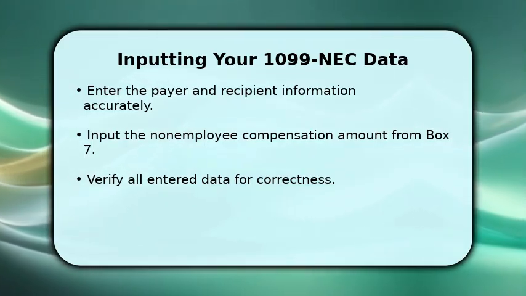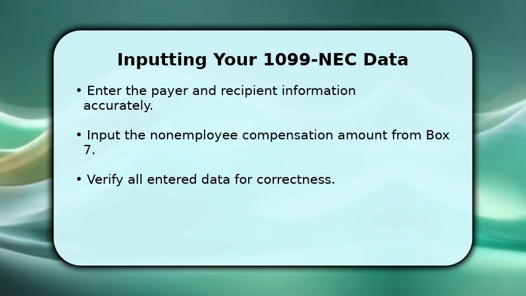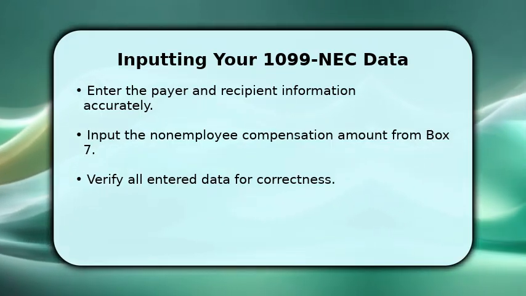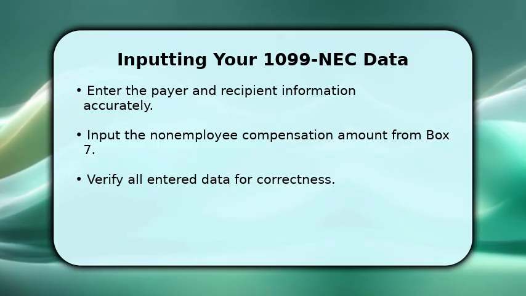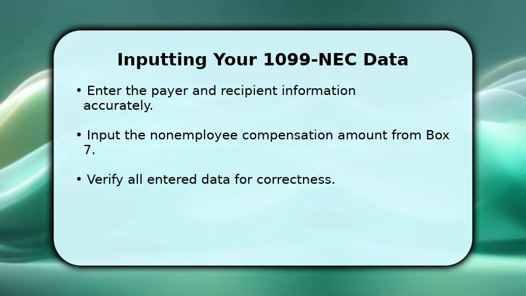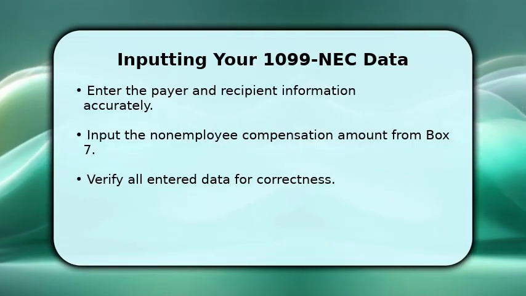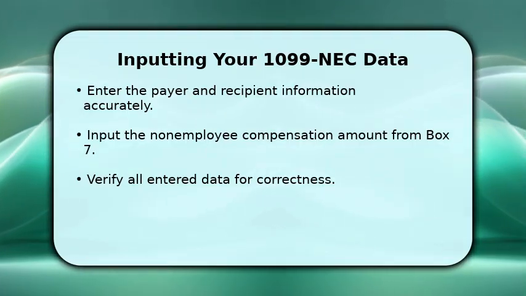The most crucial step is entering the non-employee compensation amount from Box 7. Double-check these figures against your physical or digital Form 1099 NEC to prevent errors. Accuracy here is key for proper reporting.